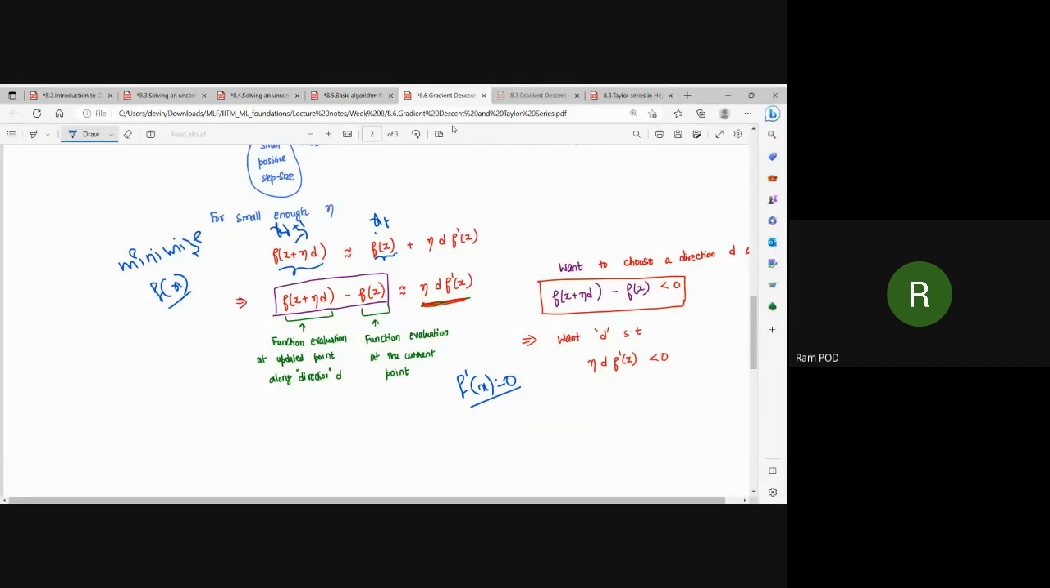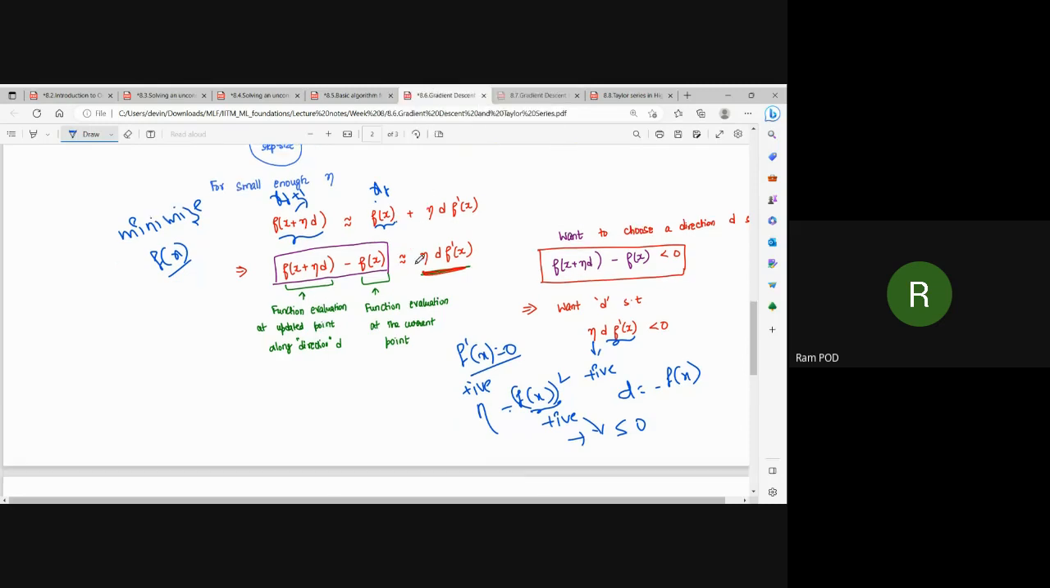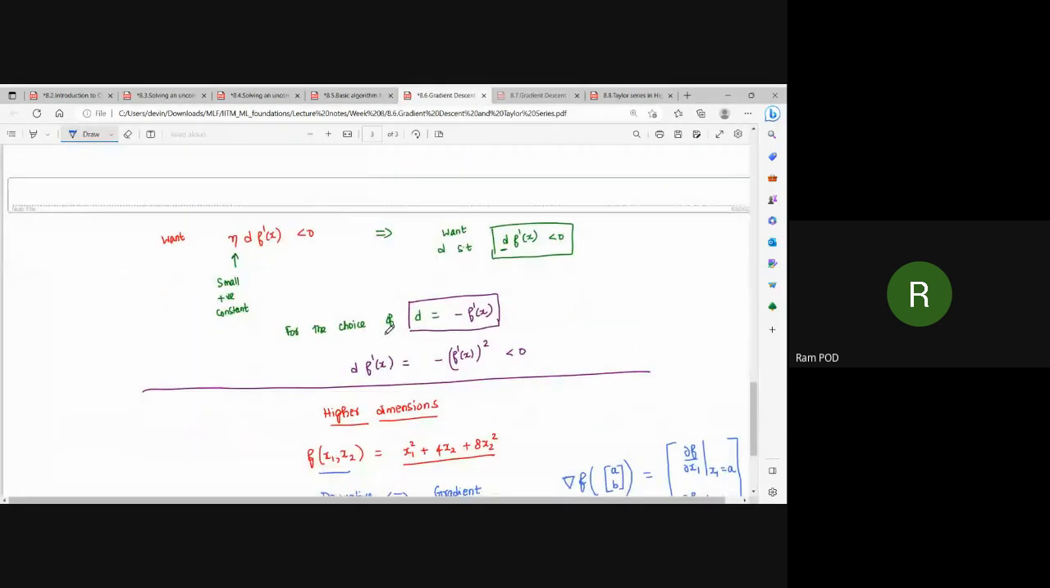For this eta d f dash f x to be less than or equal to 0, this eta anyway is positive. So this d f dash f x should always be less than or equal to 0, and that's the reason we choose d as minus f dash f x. So when you have d as minus f dash f x, this overall value is going to be eta times minus f dash f x whole square. This anyway is going to be positive, and if we include the minus sign, the entire value is always going to be less than or equal to 0. Clear? And that's the reason we choose d as minus f dash f x.